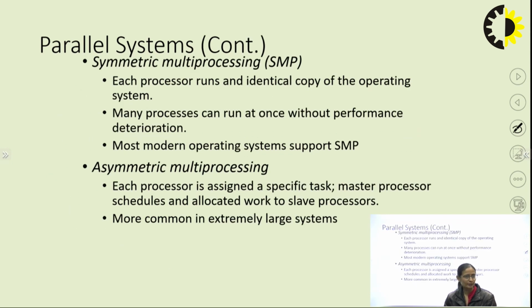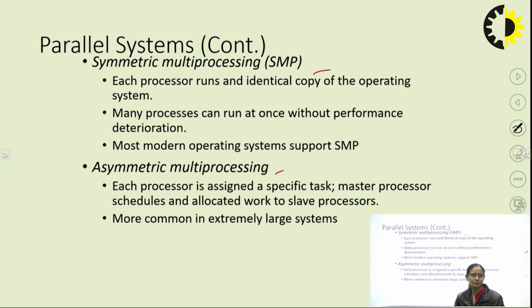We have two kinds of parallel systems. One is symmetric multiprocessing, that is SMP, and another one is asymmetric multiprocessing. In symmetric multiprocessing, each processor runs an identical copy of the OS, so many processors can run at once without performance deterioration. All the processors have equal power. That is why we say that they are running an identical copy of the operating system. Most modern OS support this concept.